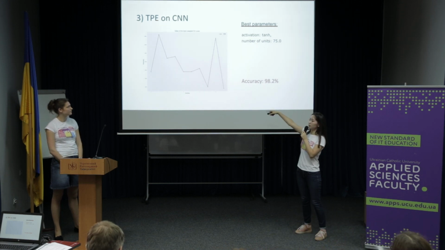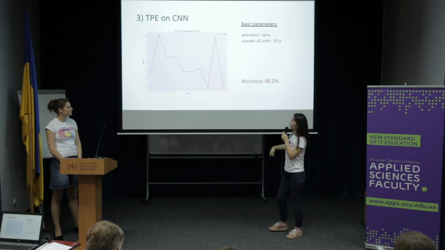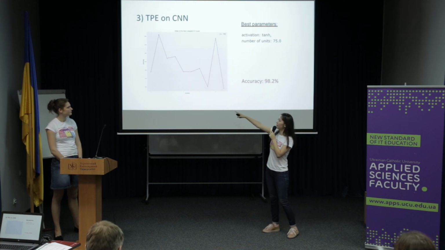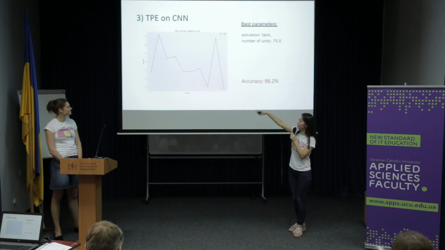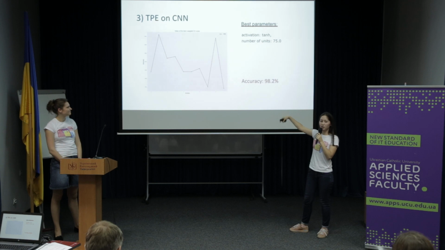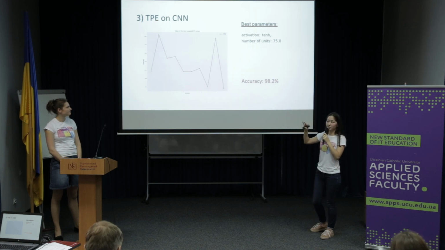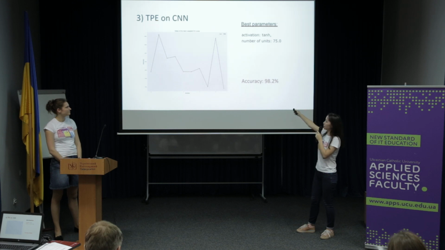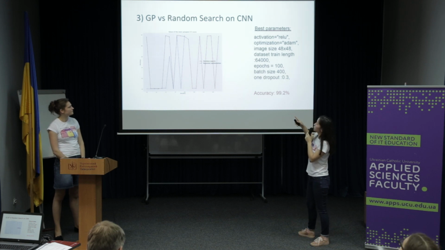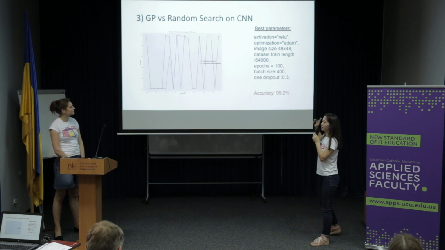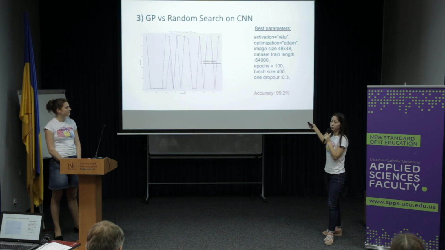This is the tree-structured Parzen estimator on convolutional nets, and here again you can see, okay, you cannot see, but this is 98% accuracy, and it's slightly fluctuating, but actually not so much. It's around 98%. So accuracy is 98.2%. Yay, we increased our accuracy. And the last one, our winner, is Gaussian processes on CNN. It gives us an accuracy of 99.2%.